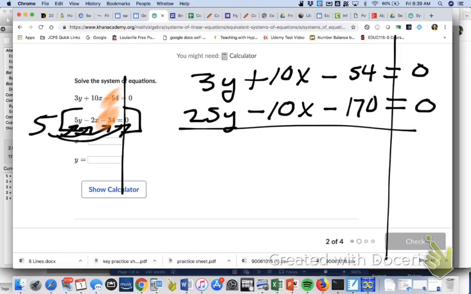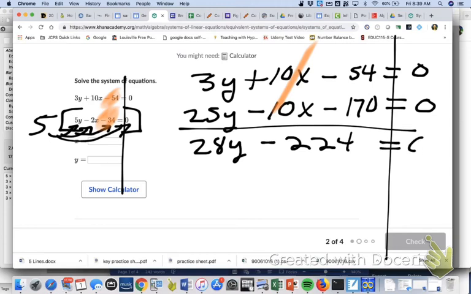I'm going to combine all my like terms. So 3 plus 25y is 28y. Those x's are going to cancel. -54 minus 70. Those are both negatives, so we're going to have to combine those negatives. So that's going to be minus 224 is equal to 0.